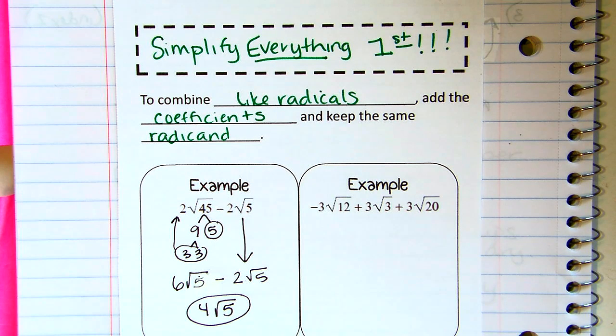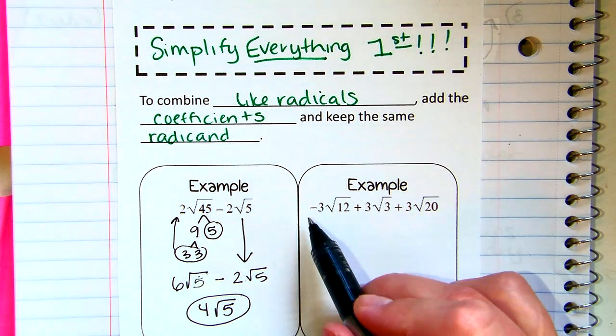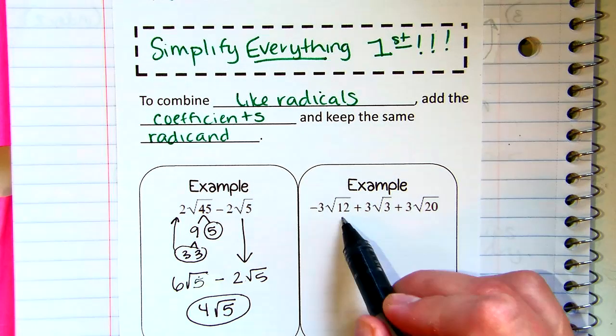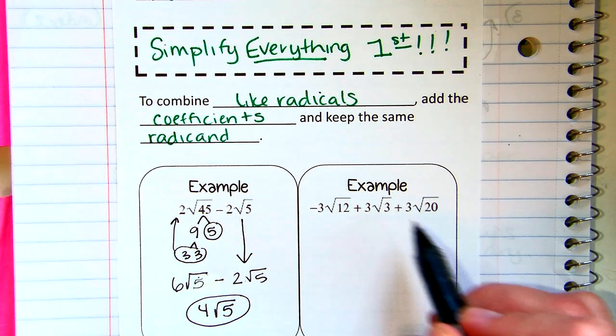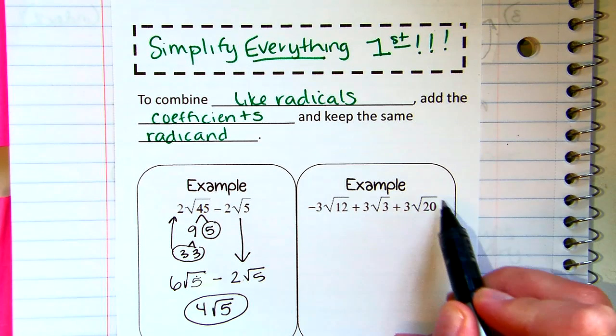In example number 2, we got a couple of different ones here, so we're going to need to take a look at each one of these radicals as an individual, and then we're going to see if we can combine anything together. So, let's start out here. I have negative 3 root 12 plus 3 root 3 plus 3 root 20.